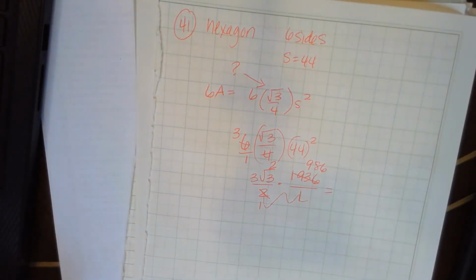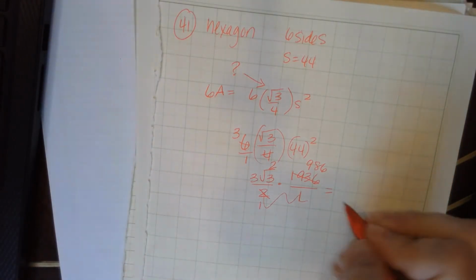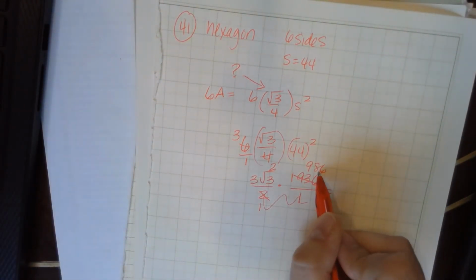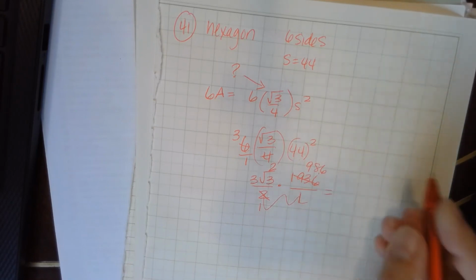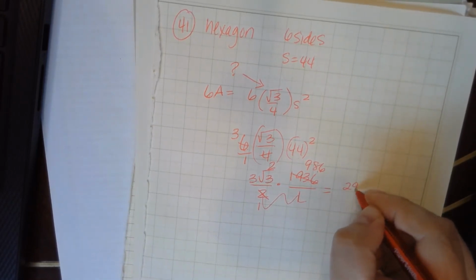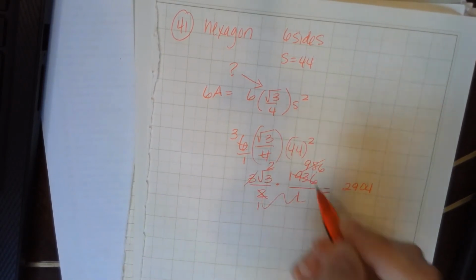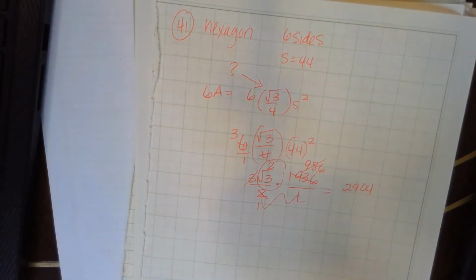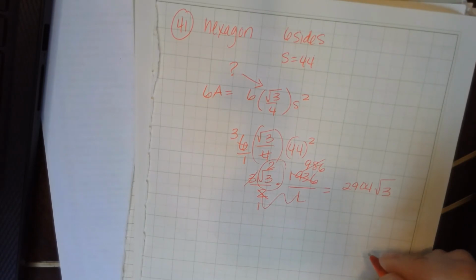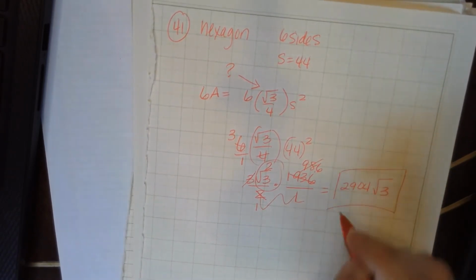Now I'm just going to multiply straight across. I've got 3 times 968, which I've already calculated is 2,904. And so that takes care of these numbers. I just have to move that square root over. Square root of 3, and that is your answer.